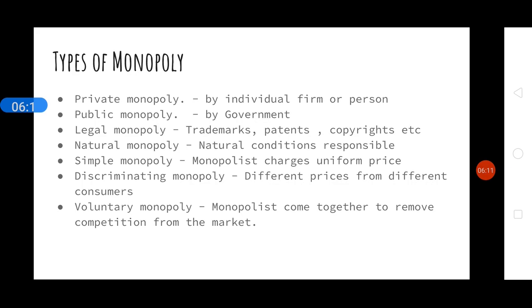For example, Parle-G, etc. There are various brands who use this type of monopoly. These are the restrictions to get hold over the monopoly.